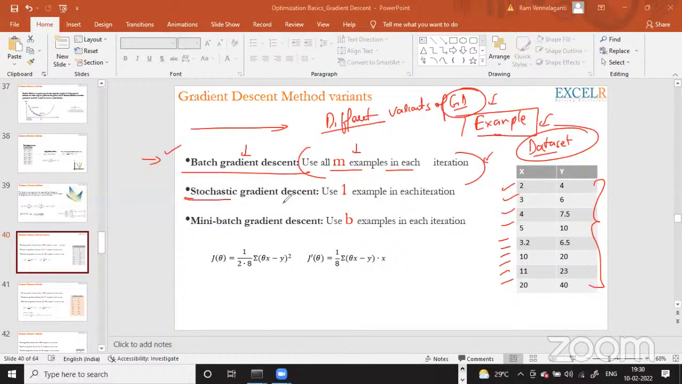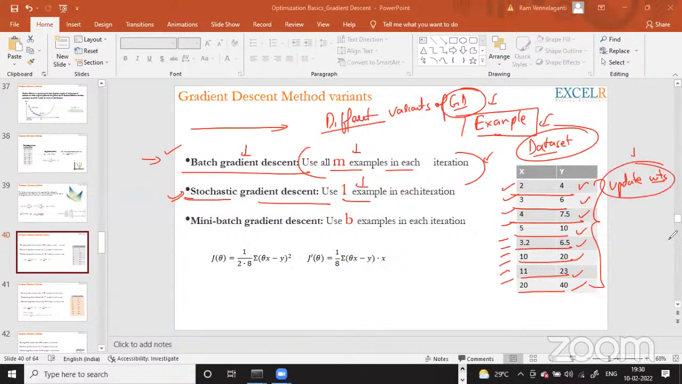Then you have stochastic gradient descent. Stochastic gradient descent is nothing but you are going to use only one observation. So one observation in every iteration you are going to use separately, and for every observation you are going to update your weights. For every iteration you are going to consider one observation and update your weights. This is called stochastic gradient descent.